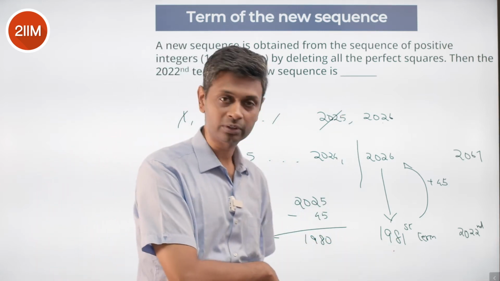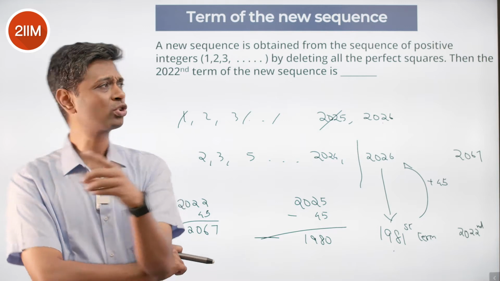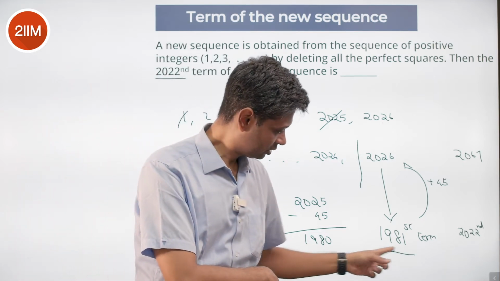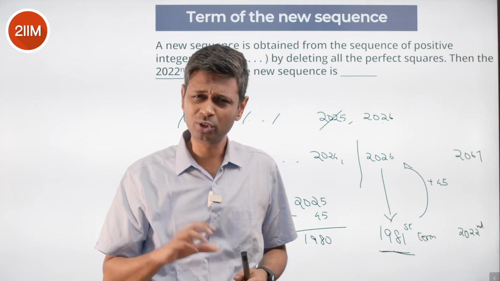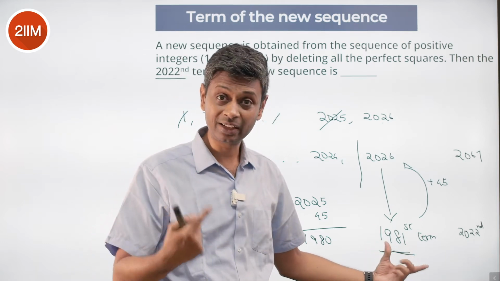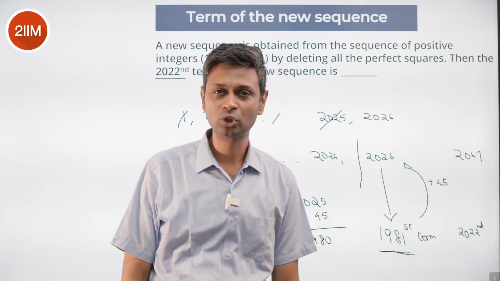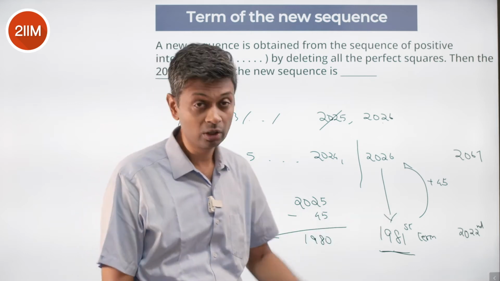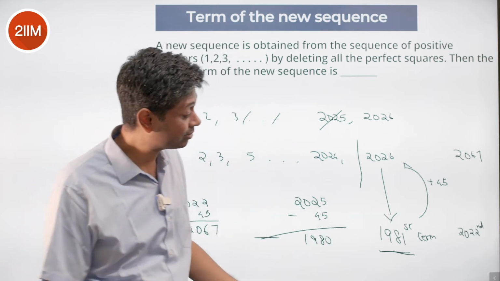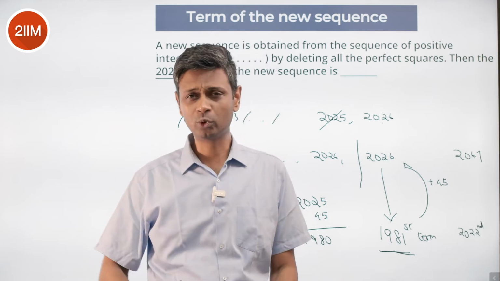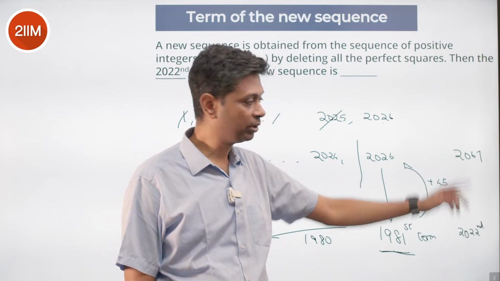So that is 1981. I find the closest square to this 2022 such that this number is below 2022. After this, I don't skip any other number till I go to the 2022nd term. 46 square is very large. 45 square plus 1 will be here. 46 square plus 1 will be another 90 or 91 away. So far away, not before 2022. So I am good. The 2022nd term will be 2067.